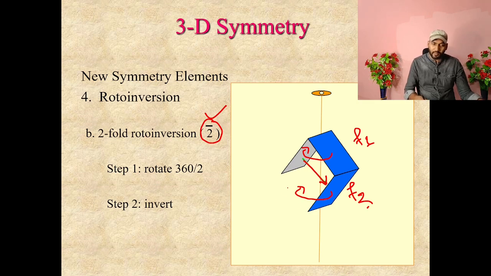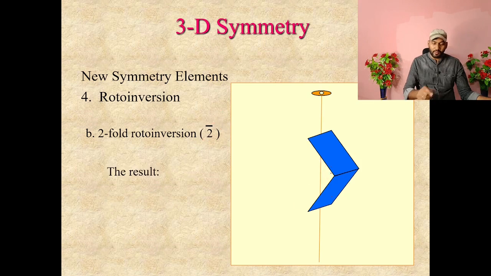So with 180-degree rotation we have to get another phase, but we will not get it here because we have a bar above 2, which means we have inversion. So we will rotate it and then invert it. Now we reached F1. So now we can conclude that we have only 2 phases. This is F1, this is F2, and we are not getting any other phases.